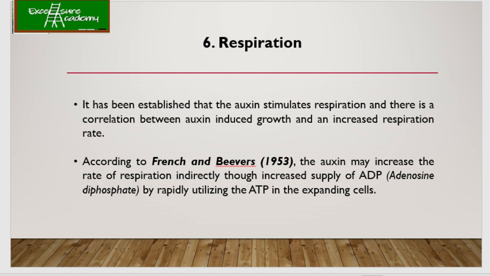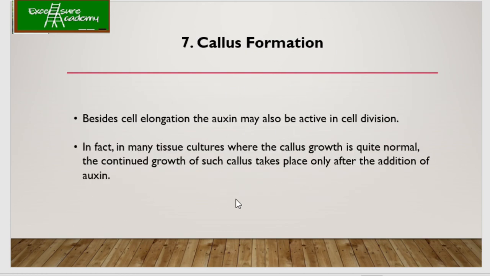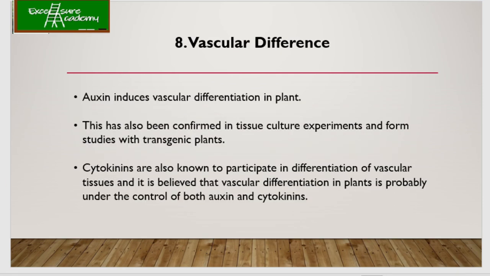Now, it has also been established that auxin stimulates respiration, and there is a correlation between auxin induced growth and increased respiration. So it has been shown that auxin may increase the rate of respiration indirectly through the increased supply of ADP. Now, what is ADP here? Adenosine diphosphate, by rapidly utilizing the ATP. Now, callus formation, we have already discussed that it is required so that you can have root formation also. Last but not the least, the vascular differentiation.